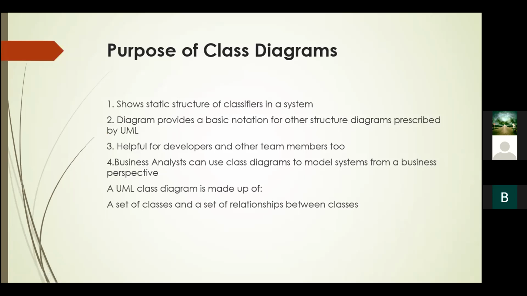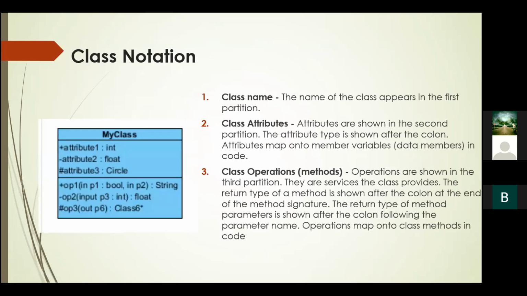So, business analyst can use class diagrams to model systems from a business perspective. A UML class diagram is made up of a set of classes and a relationship between those classes. So, ito po yung class notation. So, ito po yung parts ng class notation. Number 1 is the class name.